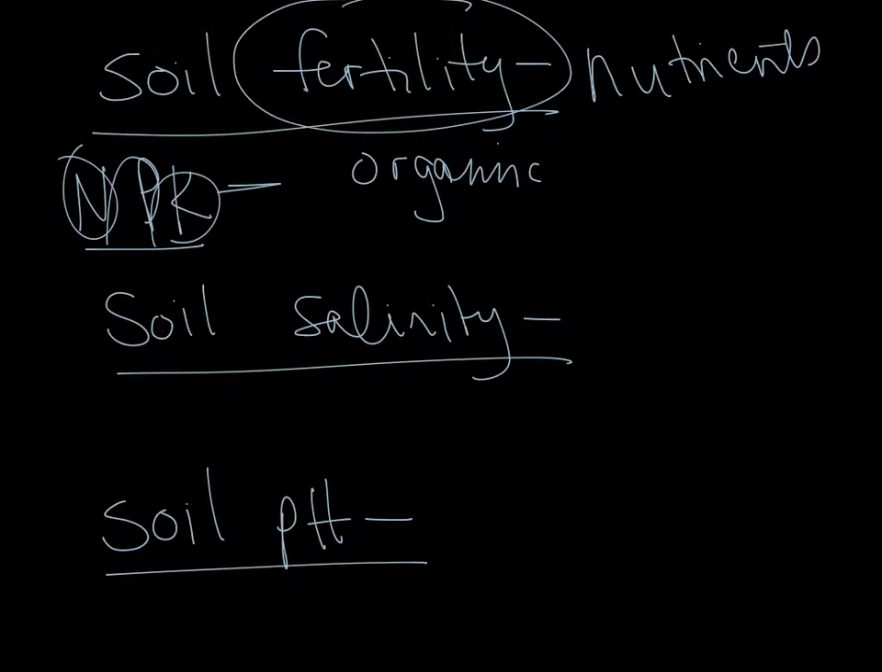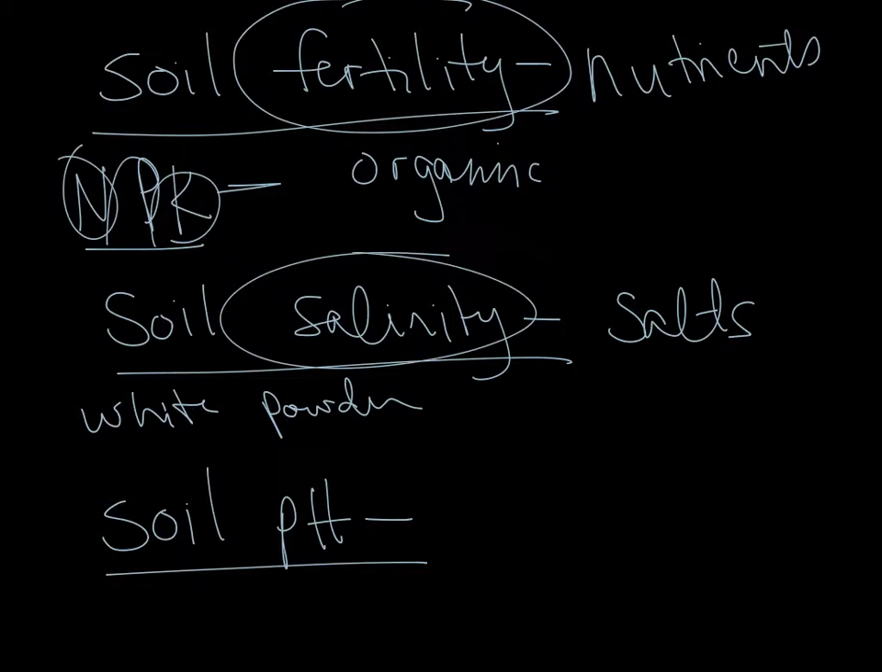Soil salinity would be what kind of salts are in it. And usually you can see these soils. When the water evaporates, salts will be left behind, and you'll see this white powdery substance left behind on that soil. Saline soils obviously aren't good for some plants to grow in. And so you have to do a balancing of that. So they keep track of that.